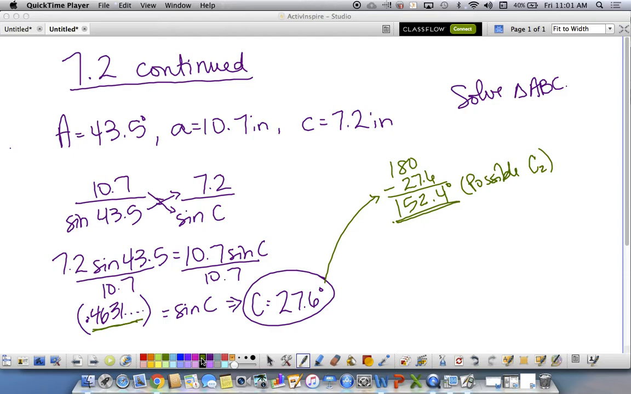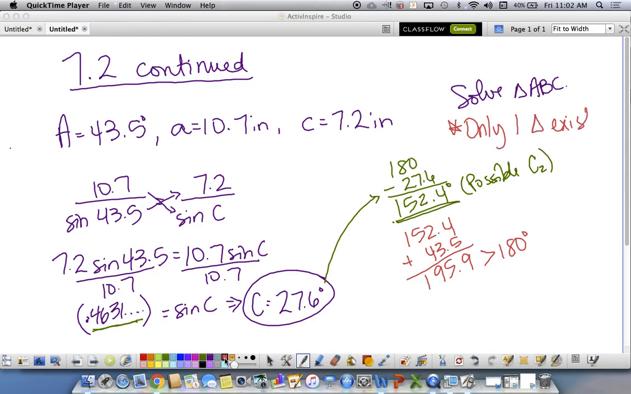But now we're going to check to see, is that second triangle possible? I'm going to take this angle, 152.4, and add it to the given angle of 43.5. When you add those together, we get a number that is greater than 180 degrees. So I'm going to put a note: only one triangle exists. We are happy.